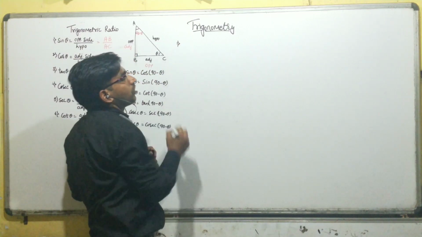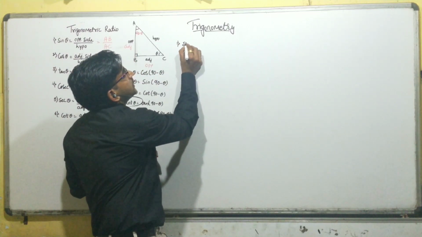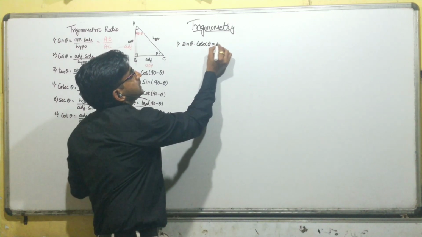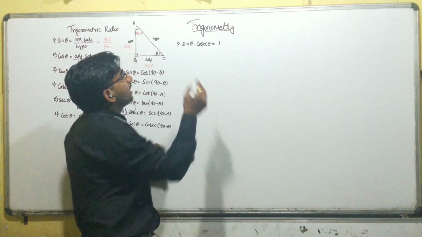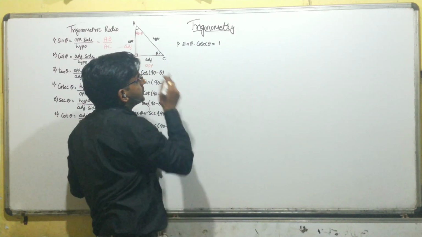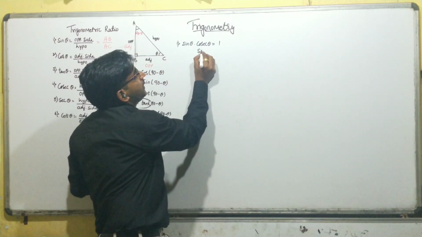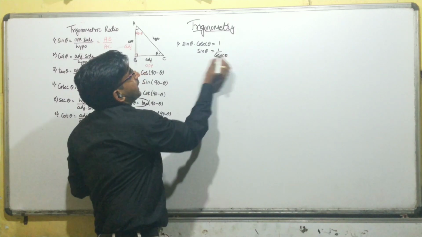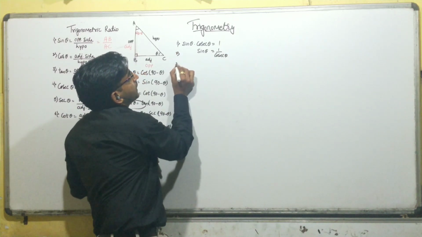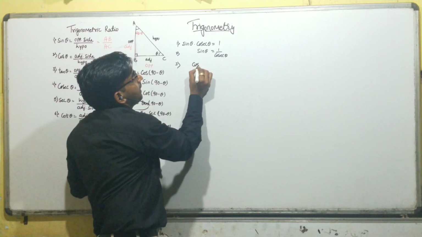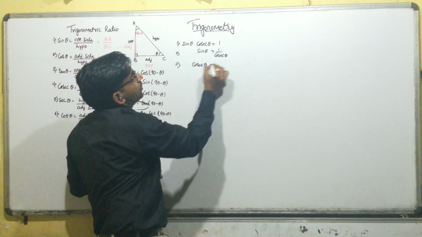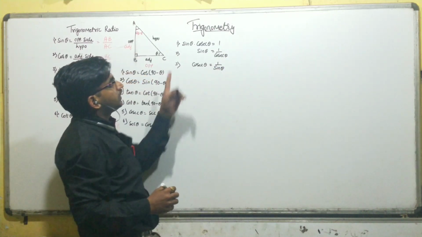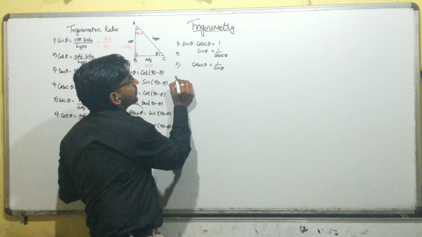The first formula is sin theta into cosec theta is equal to 1. Now sin theta into cosec theta is equal to 1. So sin theta will be 1 upon cosec theta. This is your second one. Third one will be cosec theta is equal to 1 upon sin theta. Now the next one is the fourth.